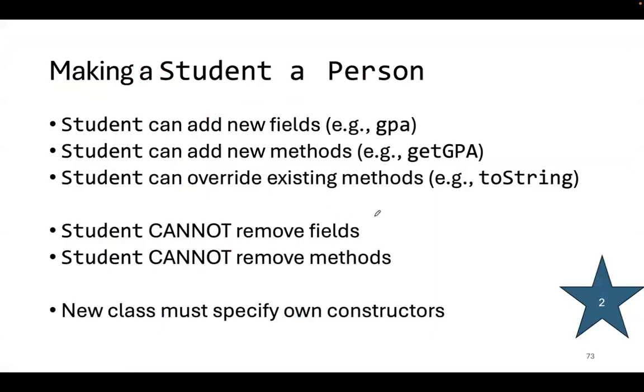So we can override existing methods. We cannot remove fields. So as a student, we can't decide that we don't have a name anymore. We can't decide that we don't have an age anymore. So those attributes are inherited. We can't remove methods. So we can't say, I don't want you to be able to get my height. You're going to be able to do that anyway. So we can't remove fields. We can't remove methods that are present in the superclass. And as we saw, we get an error. And so the new class must specify its own constructors.